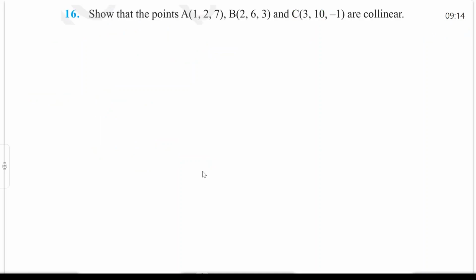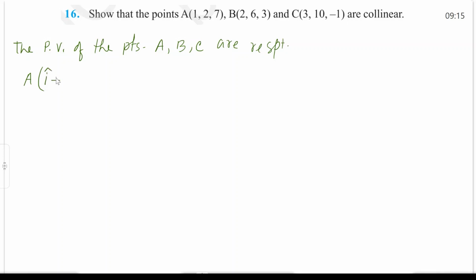Show that these 3 points given here are collinear points. So before that, you just write the position vectors of these points. Solution: the position vectors of the points A, B, C are respectively, what is A? Position vector of A is I cap plus 2J cap plus 7K cap. So we write just I cap plus 2J cap plus 7K cap. This is position vector of A.